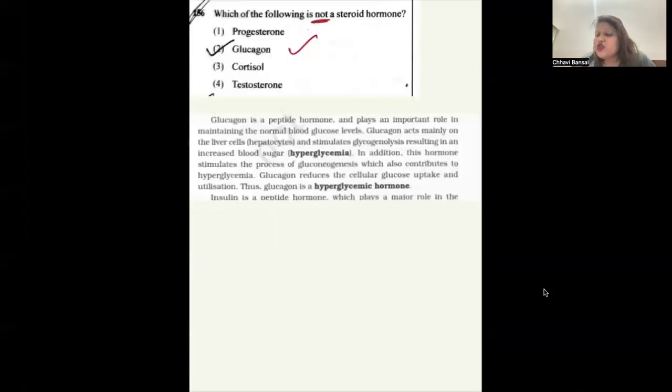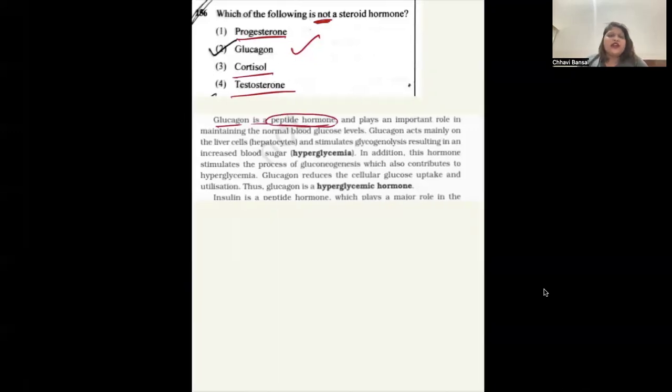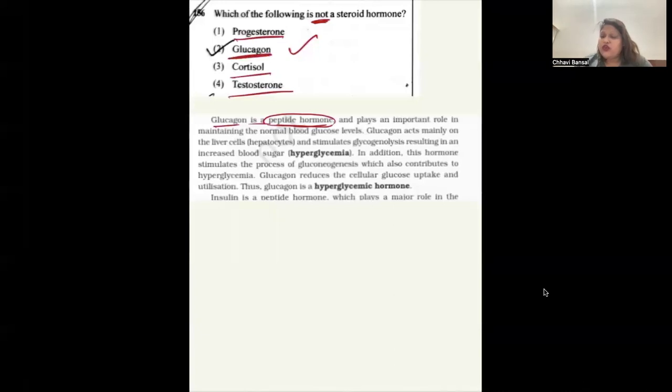Which of the following is not a steroid hormone? Progesterone, cortisol, and testosterone. All the three of them are steroid hormones, whereas glucagon is a peptide hormone. So if you know that glucagon is a peptide hormone, you know the answer directly to this question, that glucagon is a non-steroid hormone.